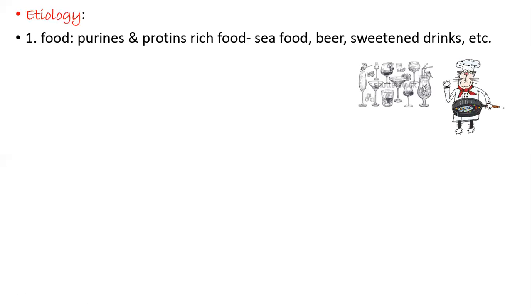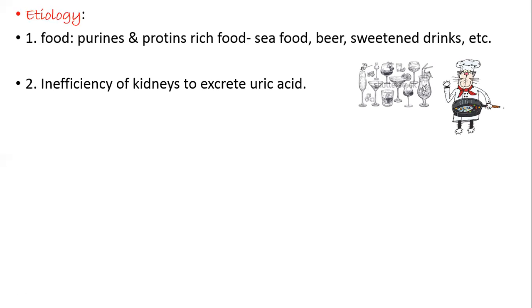The second etiological factor is inefficiency of the kidneys to excrete uric acid. If your kidneys are unable to excrete the formed uric acid inside the body, then the uric acid will go on accumulating inside the joints, and it will result in gout.